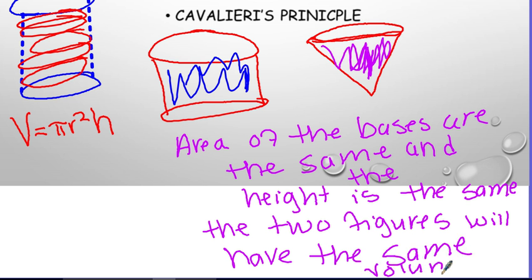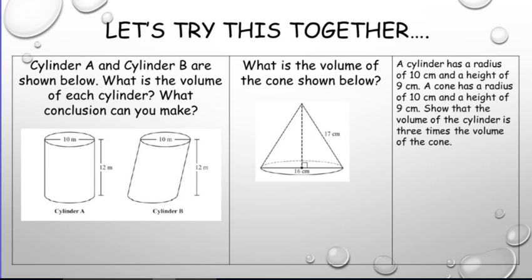So they're going to hold the same amount. So as long as the bases are the same, the area of the bases are the same, and they go up to the same height, then you're in the game. They're going to hold the same amount. That's the basis of that principle. All right, so here in this first picture, it says a cylinder A and cylinder B are shown below. What is the volume of each cylinder? What conclusion can you make?